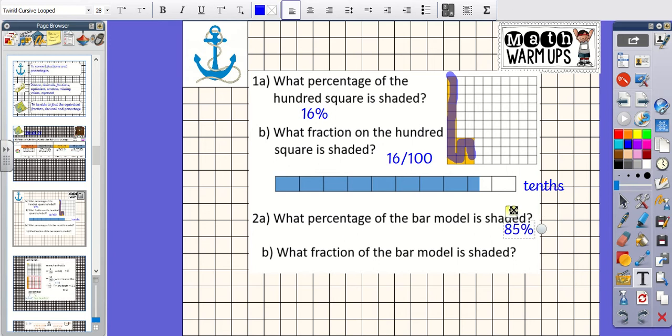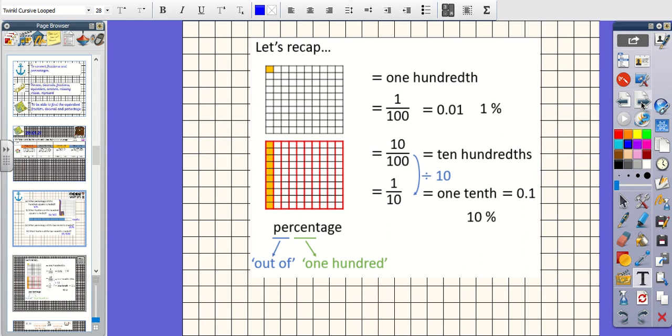What fraction of the bar model is shaded? So again, percentage means out of 100, so the fraction would be 85 out of 100. Okay, so let's recap then.